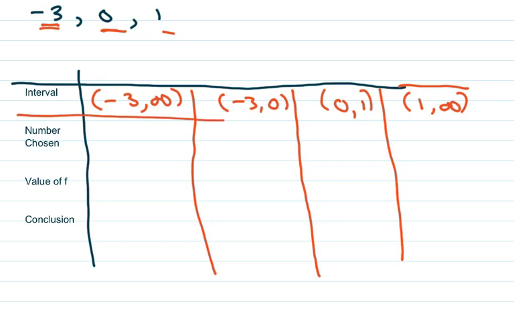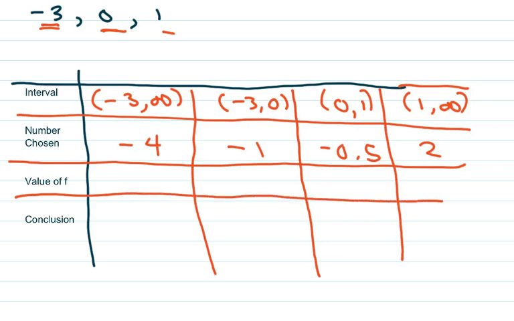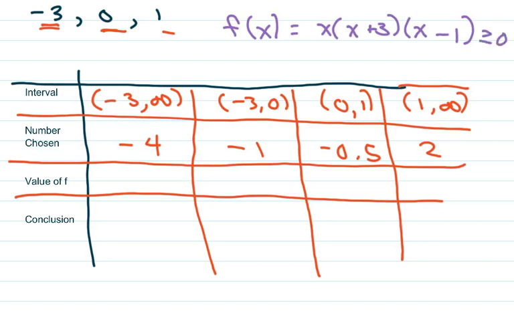Okay, and then you just choose numbers in between these intervals, and the ones I chose were negative 4, negative 1, negative 1/2, and 2. And then you plug it into your function. Our function happens to be f of x equals x times x plus 3 times x minus 1, sorry. All right, and we want all positive values, and it can equal 0.